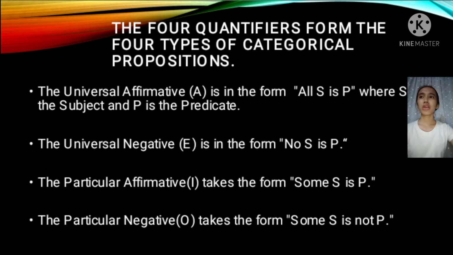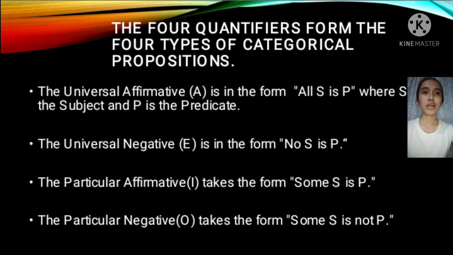Particular affirmative, or I. The particular affirmative states that there are members of the subject in the predicate category. The proposition does not rule out the possibility that all members of the subject are members of the predicate category.